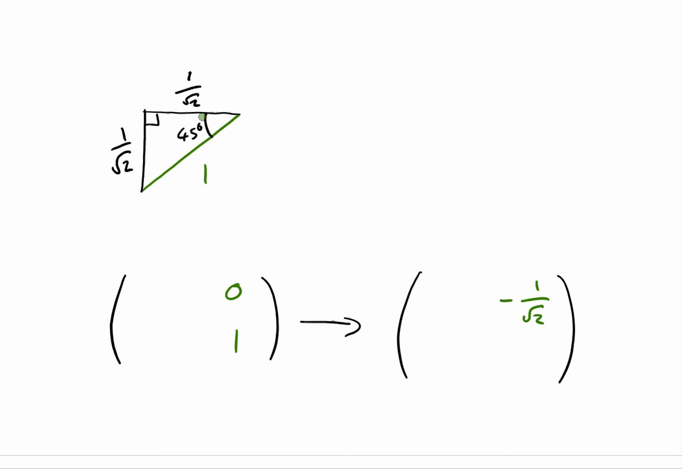Because we're moving to the left, negative 1 over 2. But we're also moving down by 1 over root 2, so the y-coordinate would also be negative 1 over root 2. So there we are, 0, 1 goes to negative 1 over root 2, negative 1 over root 2.